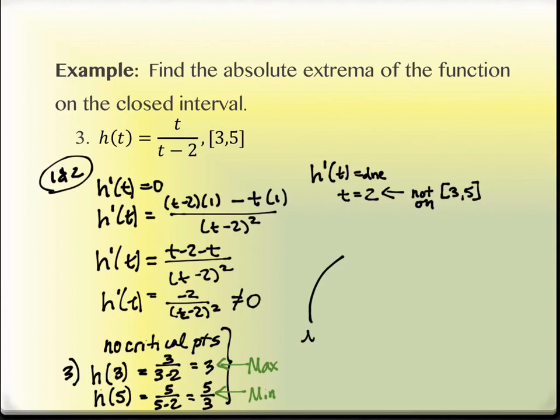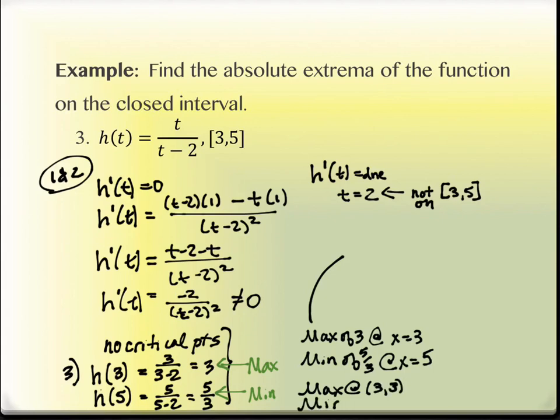So again, I'm going to write it like this. This is going to say it's a maximum of 3 at x equal 3, and a minimum of 5/3 at x equal 5. Or you can say it's a maximum at (3, 3), and there's a minimum at (5, 5/3). Okay, so you don't need both of those statements, but either of those is acceptable.